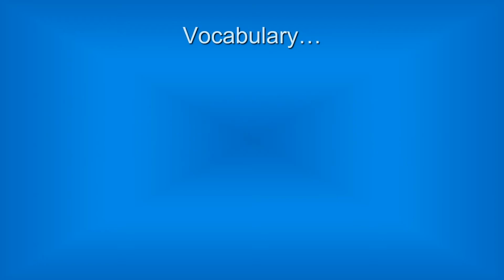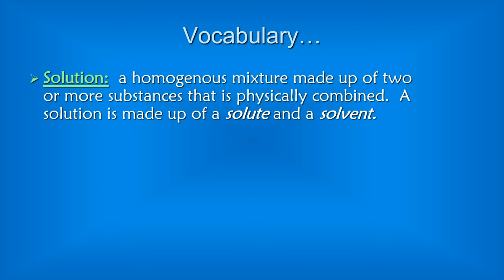So let's talk about some of the vocab terms. So very first term that we need to know here is a solution. We just said it's a homogeneous mixture of two or more things. And normally what happens is that we have a solute, which is the thing that we have in a lower amount, and that is dissolved in a solvent. So these are your next two important terms to know.